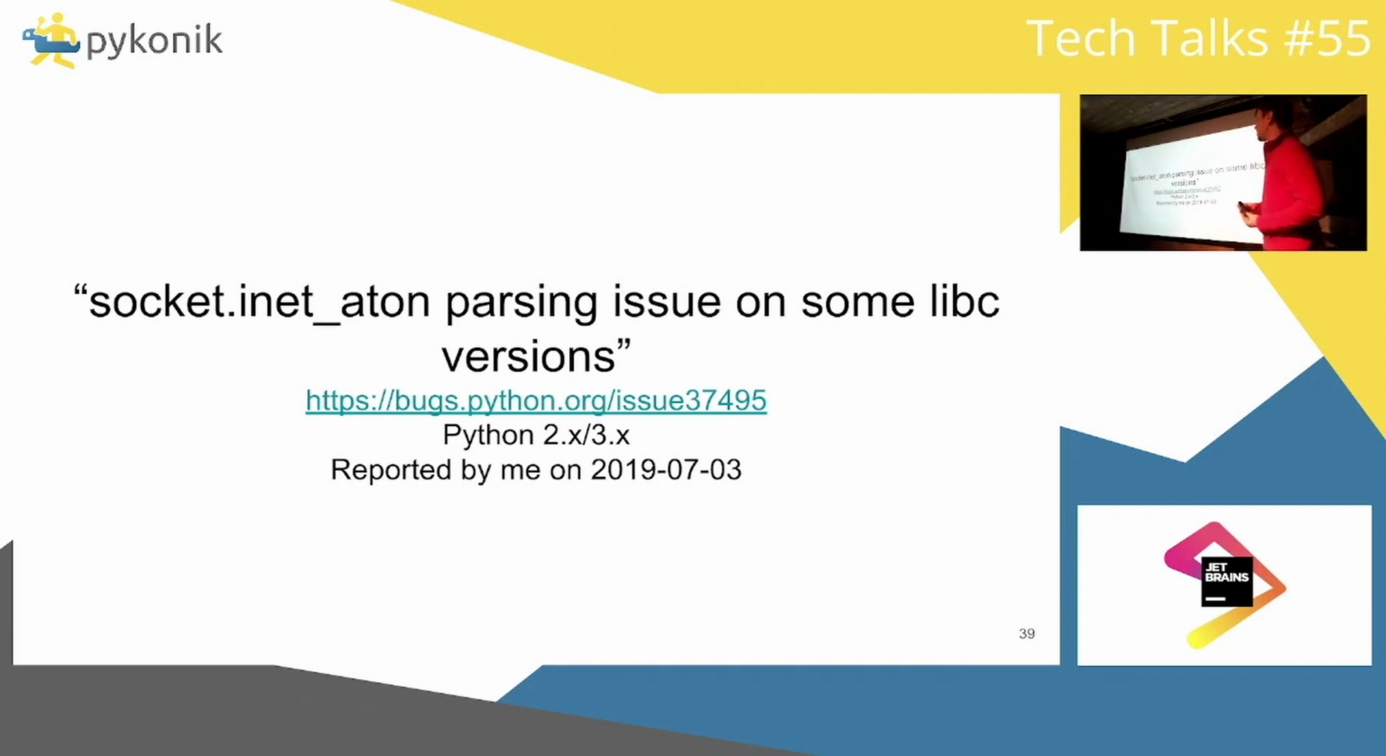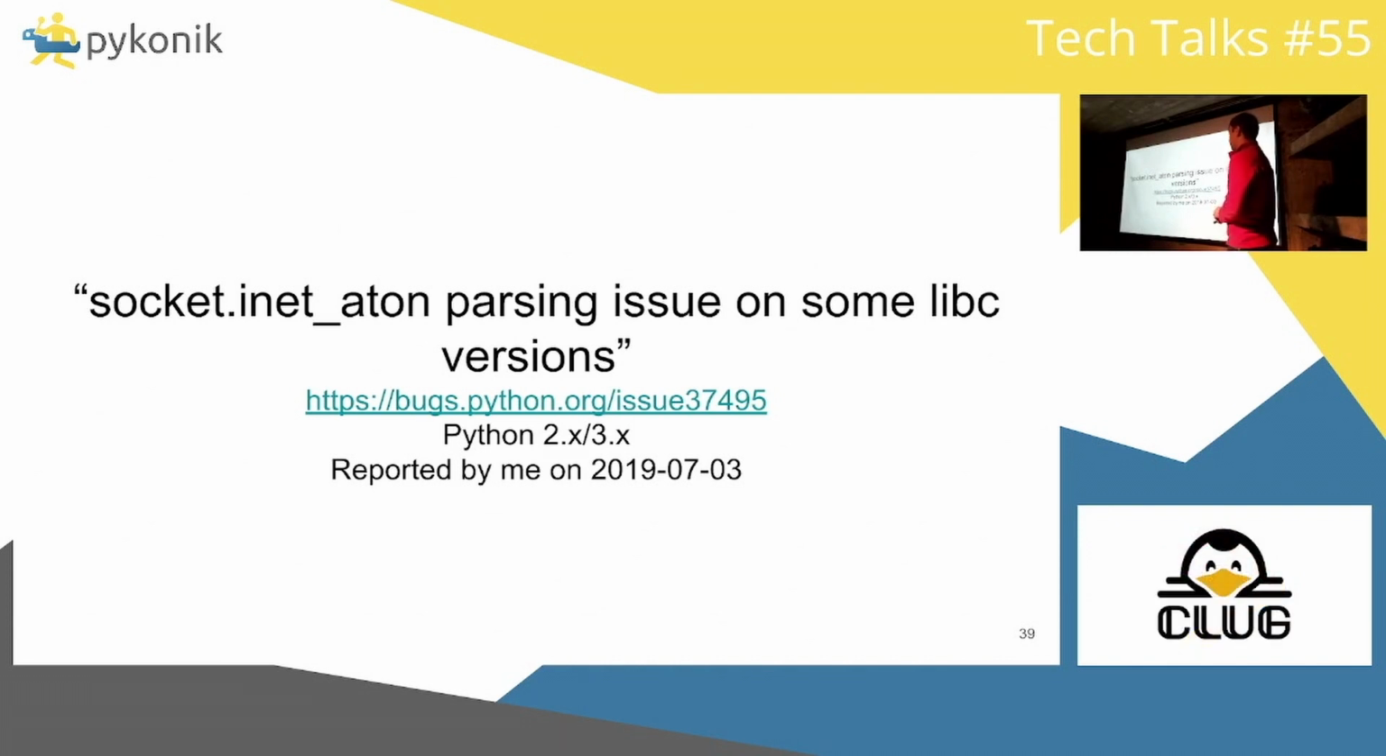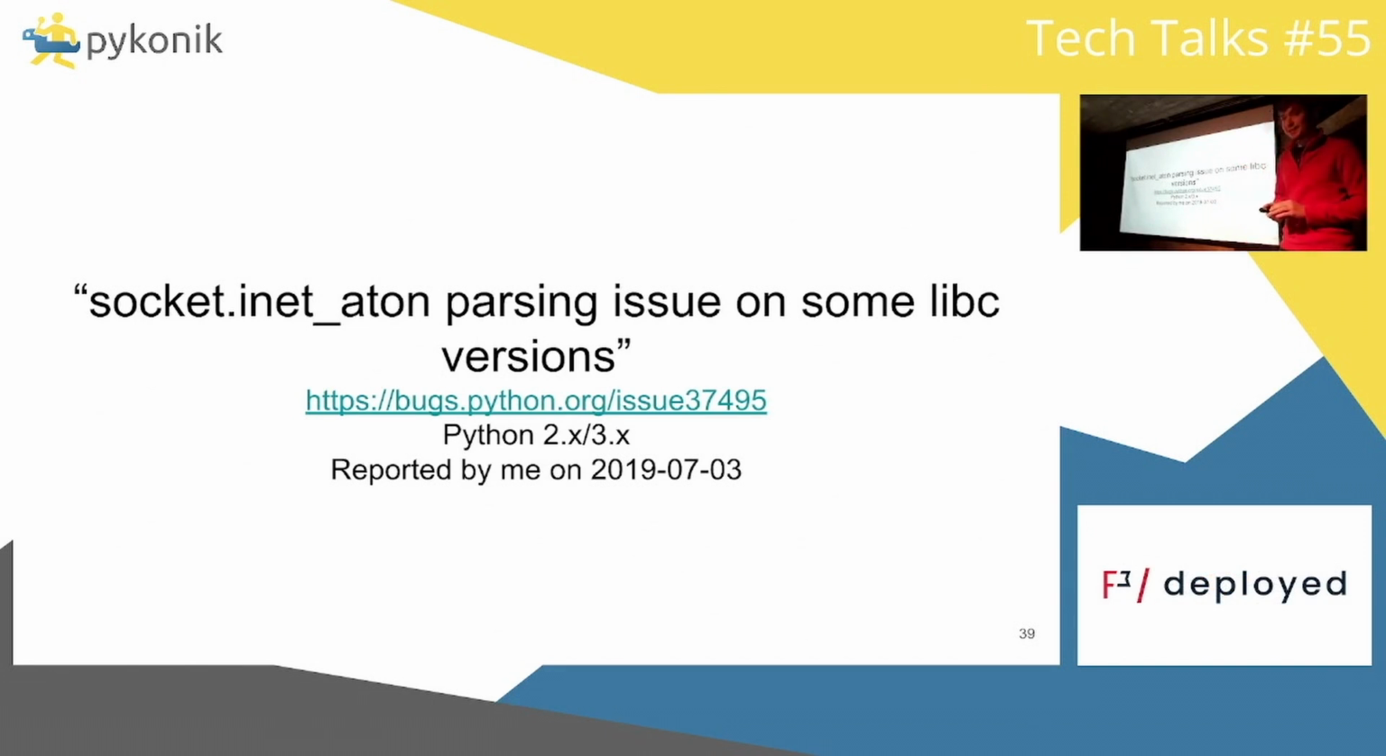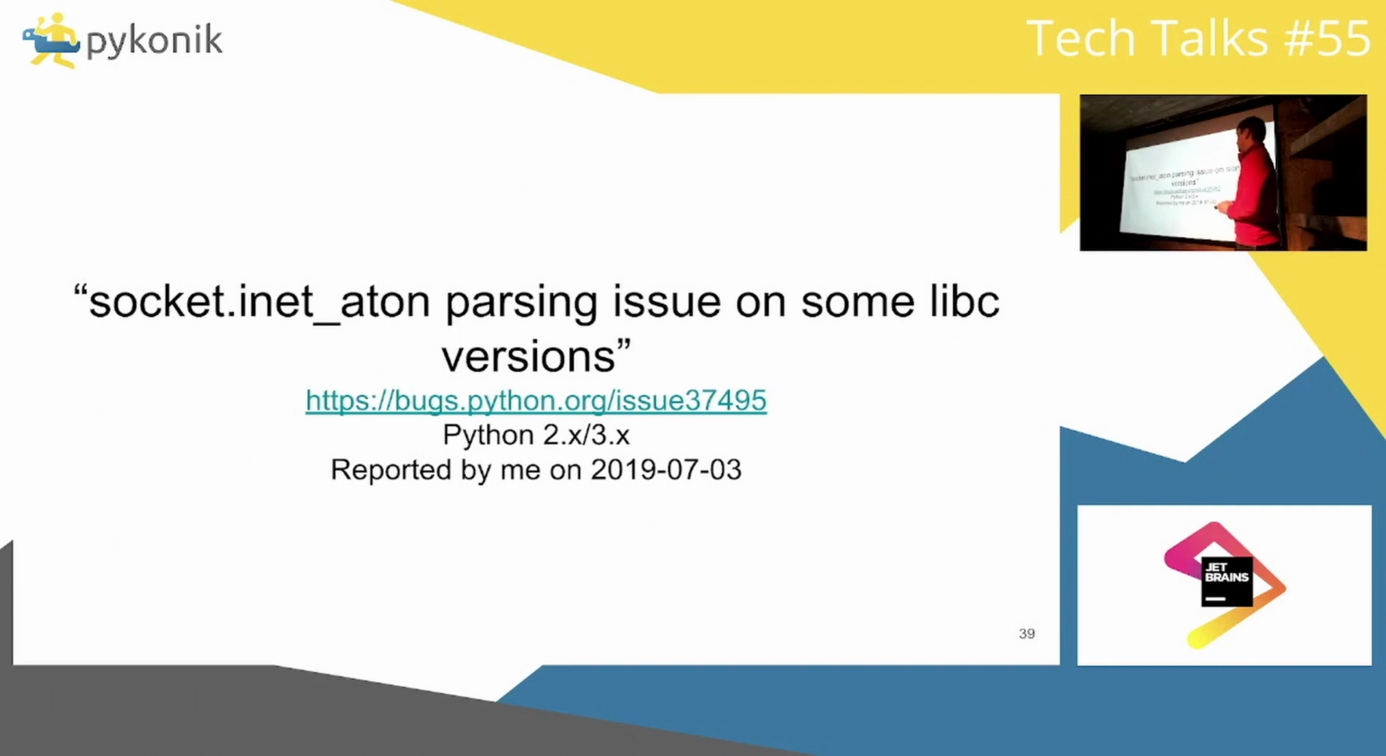Okay. The next issue was actually reported by me, and I think I already had a lightning talk about it here. It's about the socket.inet_aton function in the socket library. It's a built-in library, by the way. There are some parsing issues on some libc versions, and those are basically glibc, which means it works on every Linux distribution, or most Linux distributions, because they use glibc by default with Python. I reported it in 2019. It's still not fixed. There was a patch for it, but people didn't care that much, so it's still open and not merged.